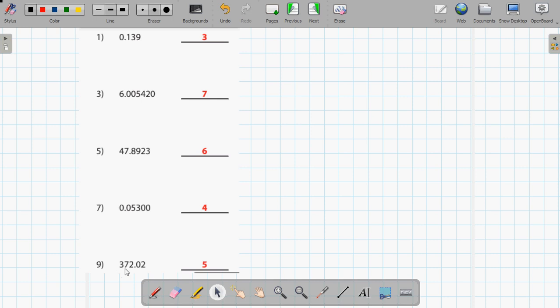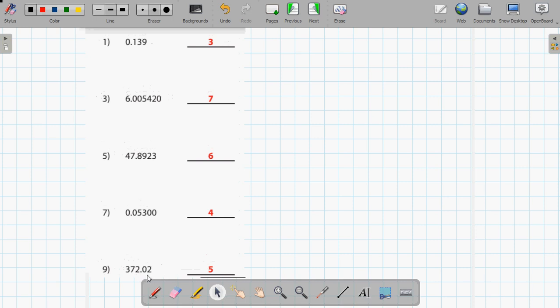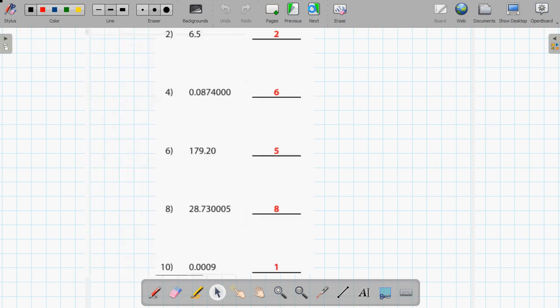372.02 is 5. So this number, 372.02, means that someone measured something. We don't know what because there's no units, but they measured something and they got the measurement 372.0, and they knew all of that absolutely for a fact. Then they estimated 200ths more. So that's why those numbers are significant. They're part of a measurement.